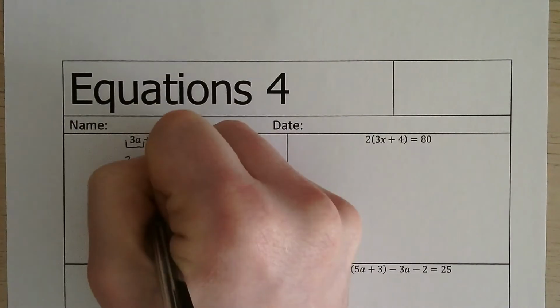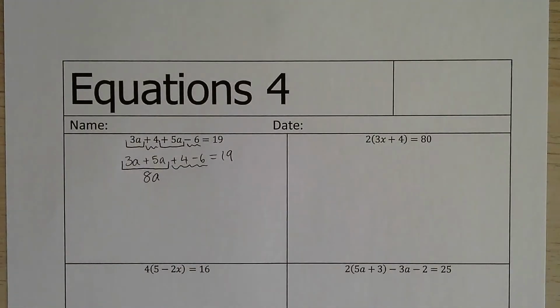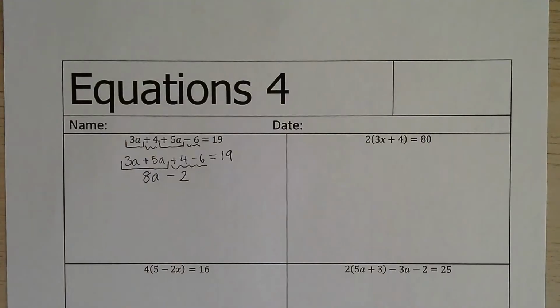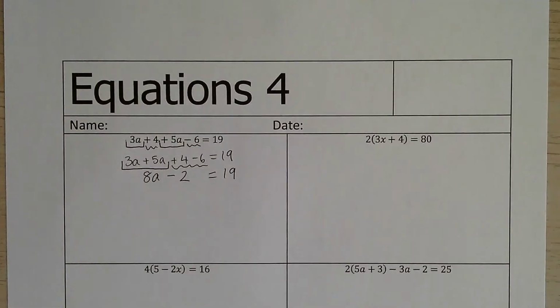3a plus 5a is 8a. Positive 4 take away 6 is minus 2, and again I'm dropping down the equals 19. We cannot simplify anymore on the left hand side, so now we're going to start solving the equation.